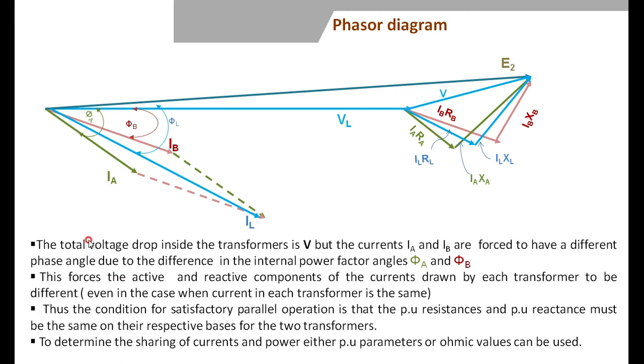These are some of the points you can remember. The total voltage drop inside the transformer is the same, but the currents IA and IB are forced to have a different phase angle due to the difference in the internal power factor angles phi A and phi B. Okay, because of the different power factor, the drop remains the same. The sum of the drops, that is IARA plus IAXA, the vector sum of both the drops, must be equal to the same thing. Okay.